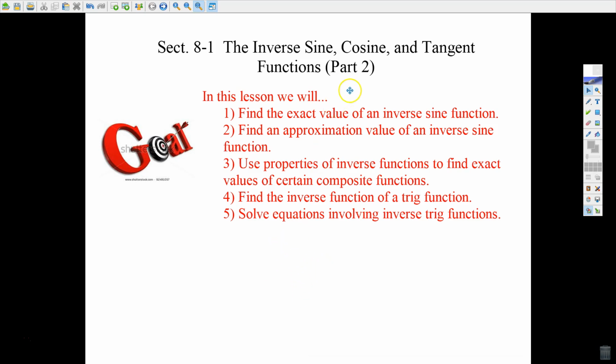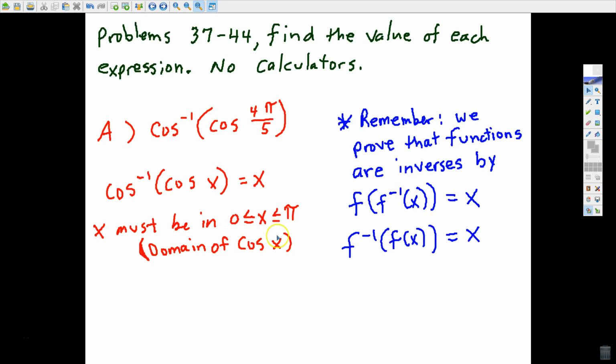Okay, so we're going to wrap up section 8.1. We're still talking about inverse sine, cosine, tangent functions. Let me just get right into some examples for your homework assignment. And here's what you're being asked to do in 37 to 44. You're not using calculators here, and in some cases these are going to be very easy.